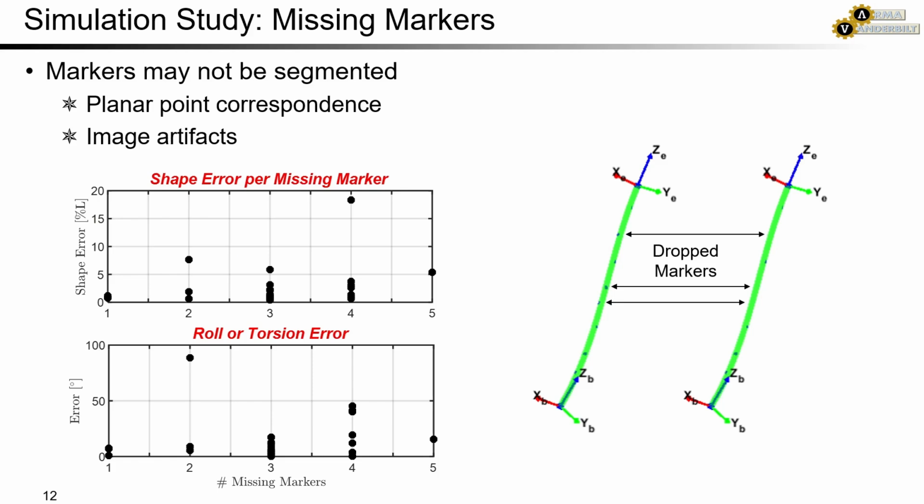Points may be lost in segmentation due to occlusion with anatomical artifacts or point correspondence on epipolar lines. We simulated the algorithm's performance when up to half of the catheter's markers were dropped, and showed that despite some expected loss of performance, RMS errors were still found to be within a clinically useful range.